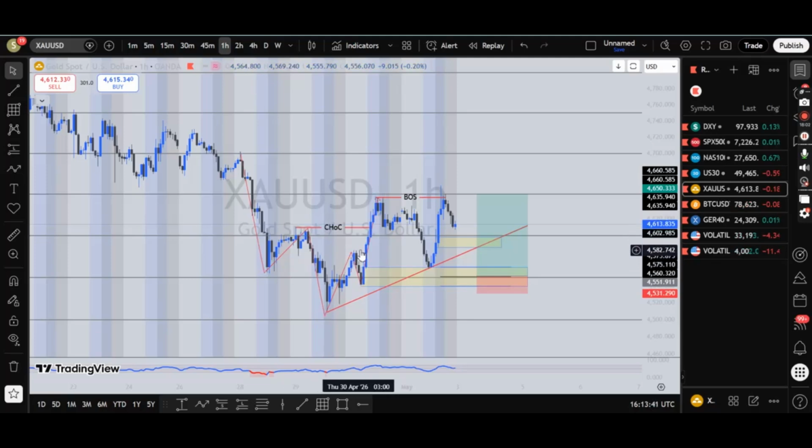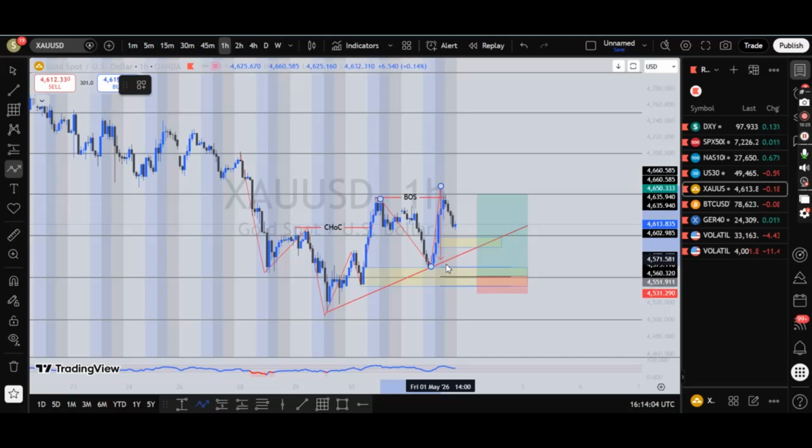Price broke this zone also. I don't want to mark here as my change of character. I'm more interested in this zone. So now price did what? Price gave us this aggressive move to the upside. It gave us a high, and now we have a higher low. This is a higher low, and now I call this my higher high. So now I'm looking for another low to come in.